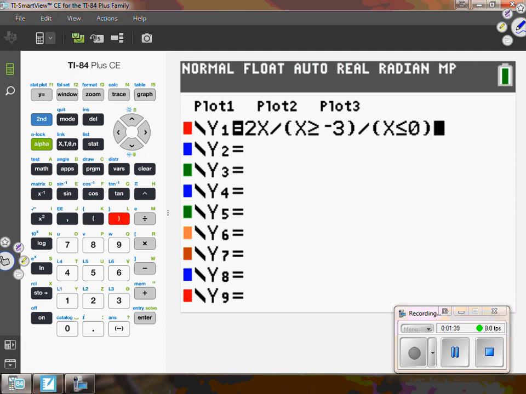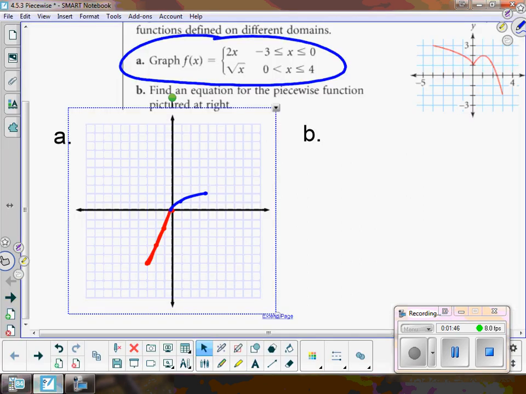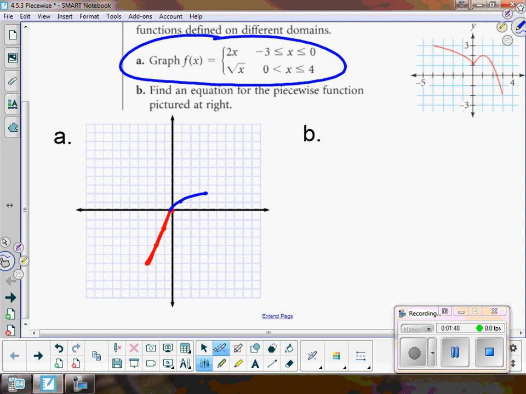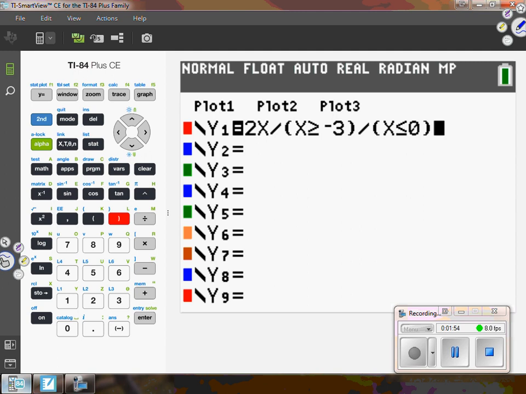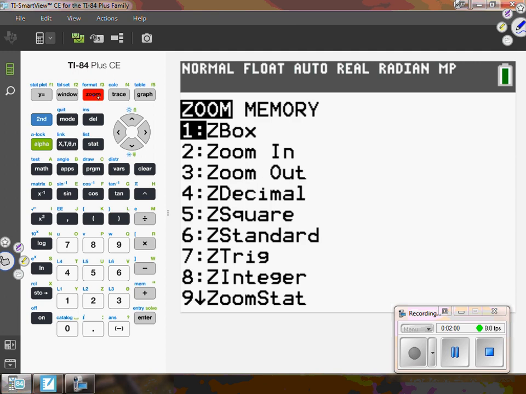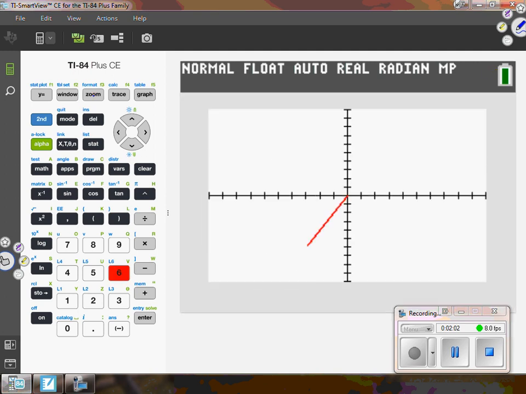So when we go back to the graph, we should see the line segment in red that we had here, right? So this line that we made here, we should now see it on our graphing calculator, and only the piece that we want. So I'm going to hit zoom 6 for a standard window. And there it is. It just shows the line from -3 to 0.